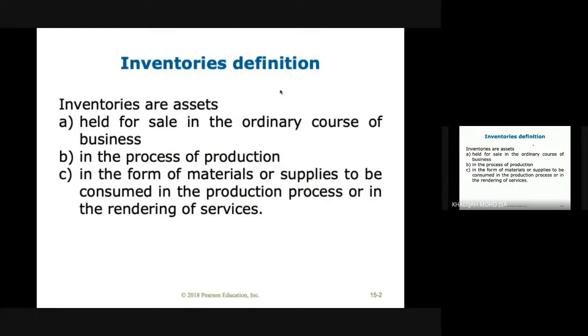Inventories are held in the process of production. So you can have manufacturing companies with inventories as well. Manufacturing companies manufacture goods, or the inventories, for the purpose of sales later. Or you can buy ready-made goods already there in the market, so you buy at cost and then you sell at a profit. Inventories can also be in the form of materials or supplies to be consumed in the production process or in rendering of services.